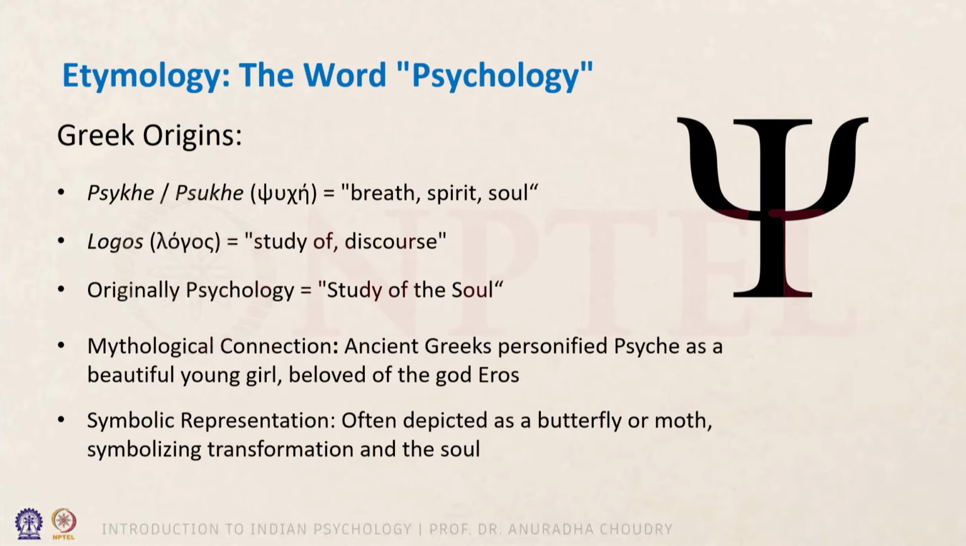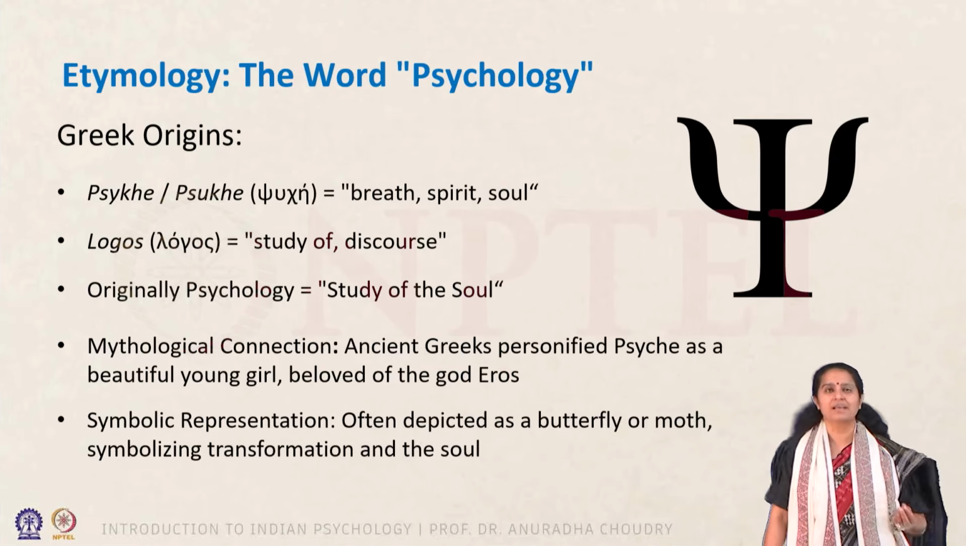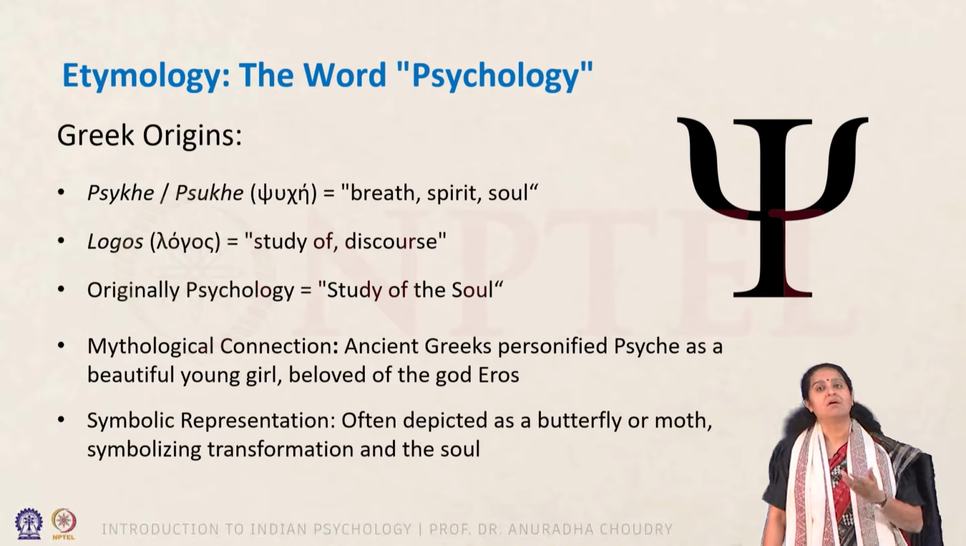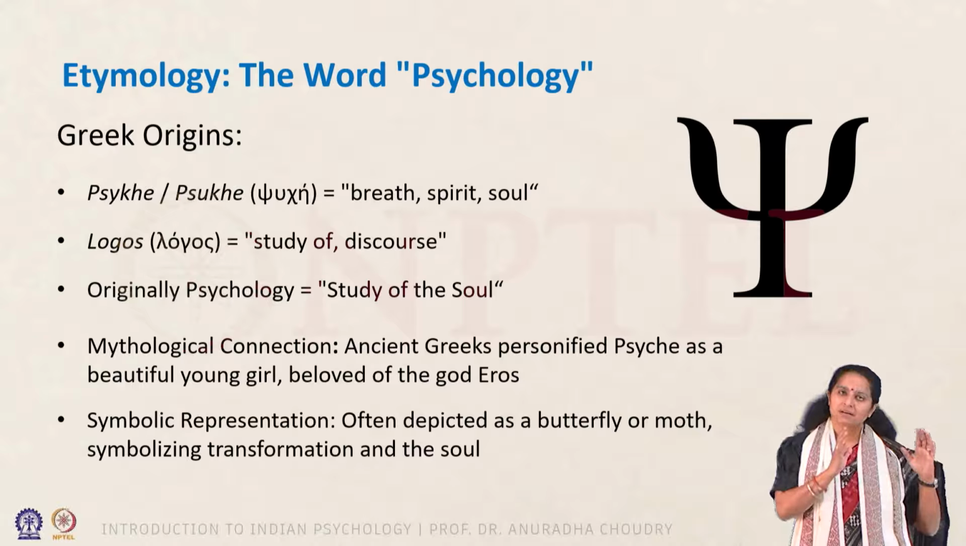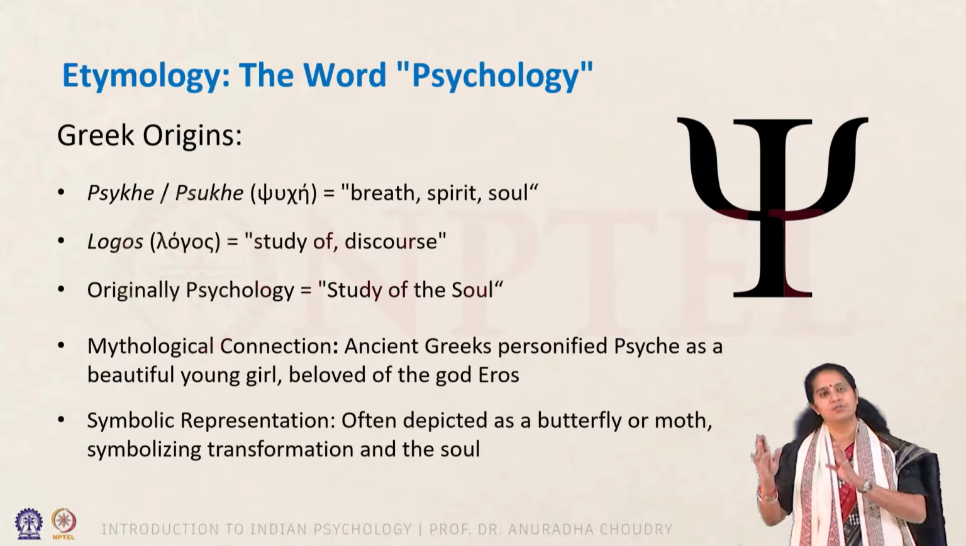The word psychology has Greek origins and comes from the words psyche, which means breath, the spirit or the soul, and logos, which also becomes logia, the study of or the discourse. So originally, psychology meant the study of the soul.